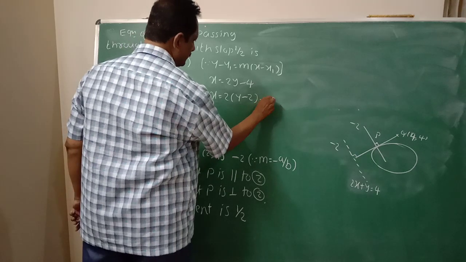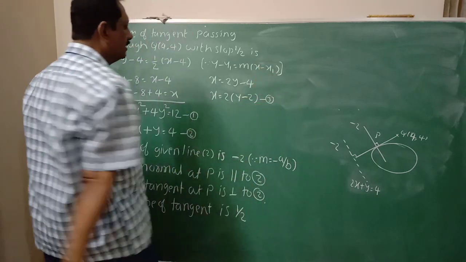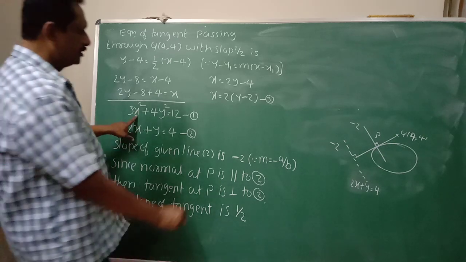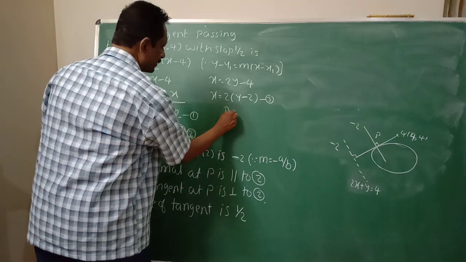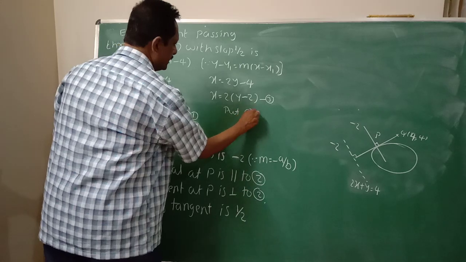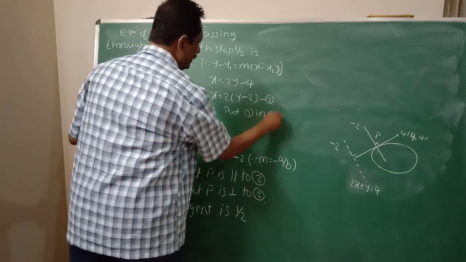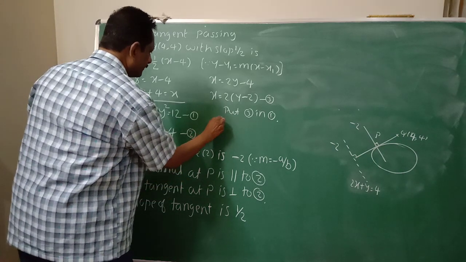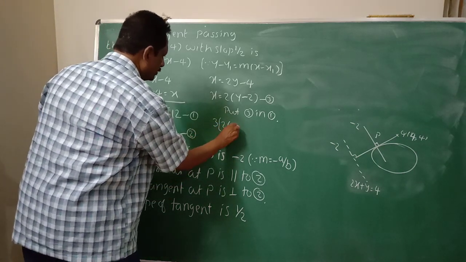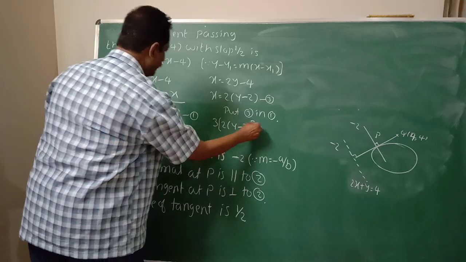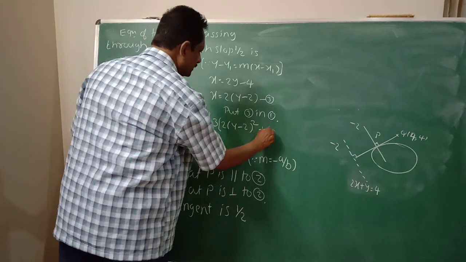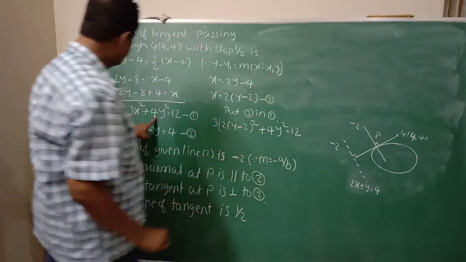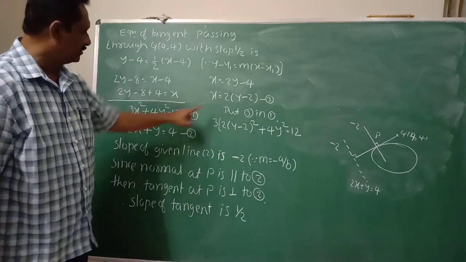Take this one as equation number 3. Okay. So put equation 3 in equation 1 here. Substitute here. Therefore 3 into bracket 2 into y minus 2 whole square plus 4y square is equal to 12 here. So use here, put x equal to 2 into y minus 2.